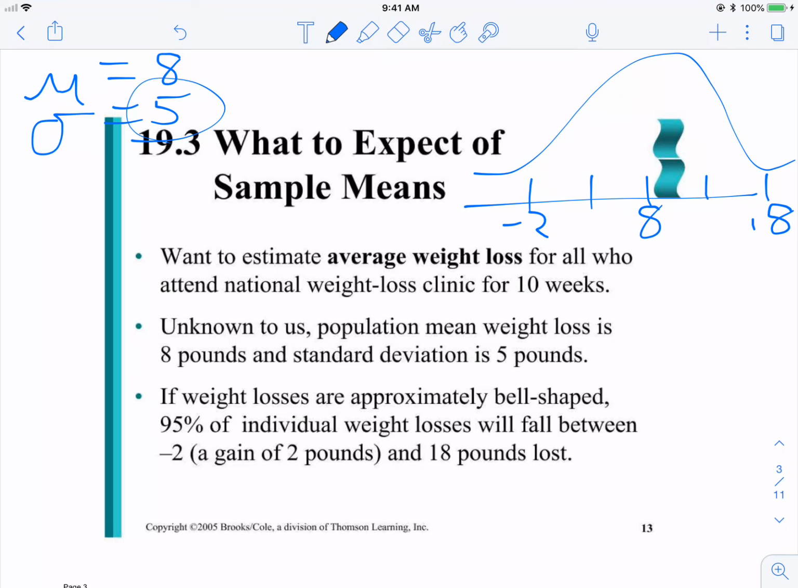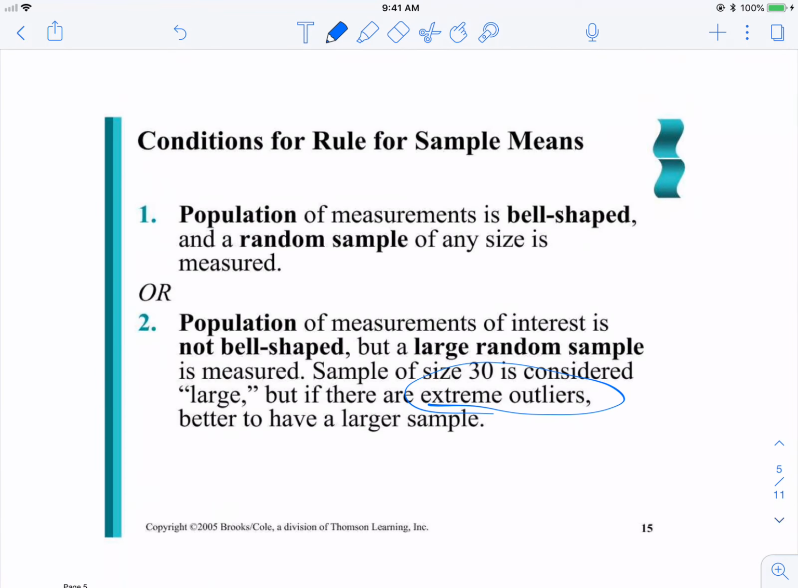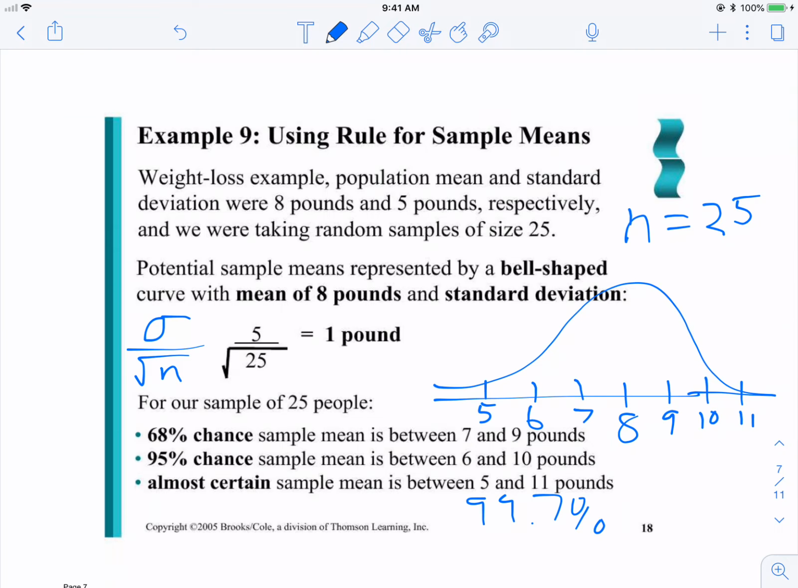This is not the same curve as what we have right here. This is for the individual. That's what we did in the first semester: an individual person selected from the population. Now we're looking at a sample of size 25 and the average of those averages. That's what's going on here. That's a big concept to understand for these sections.